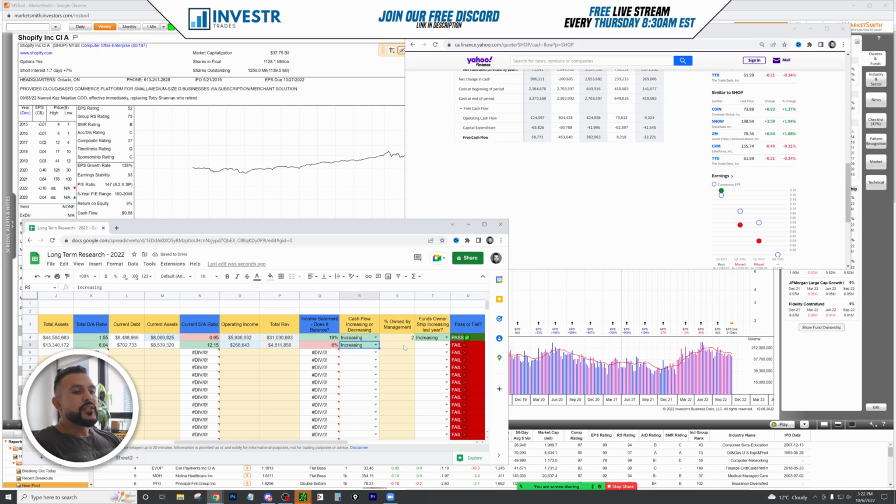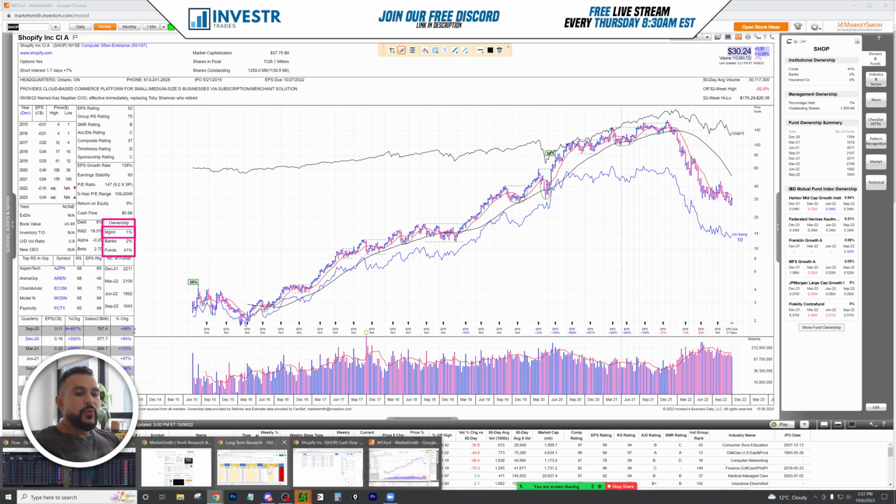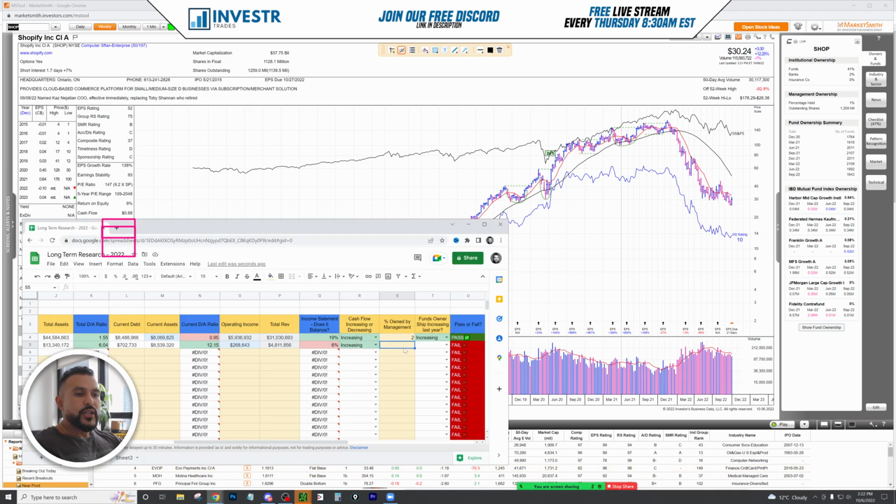Now, let's take a look at what percentage is owned by management. And to do that, we're going to dive right back into MARKETSMITH again here, and we're going to see ownership right here to the left side, and management is right there. All right, so we can see that we have a 1% ownership by management. Now we want to see our fund ownerships increasing or decreasing in the last year. Okay, and what are we taking a look at here? We got to take a look at this section to the right.